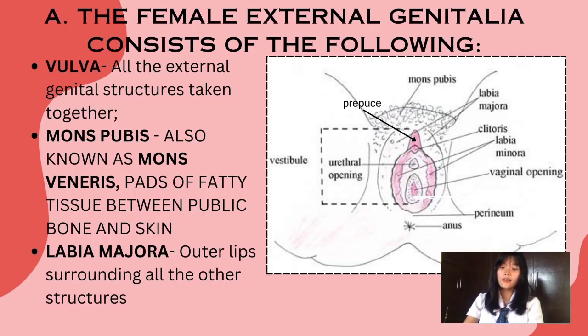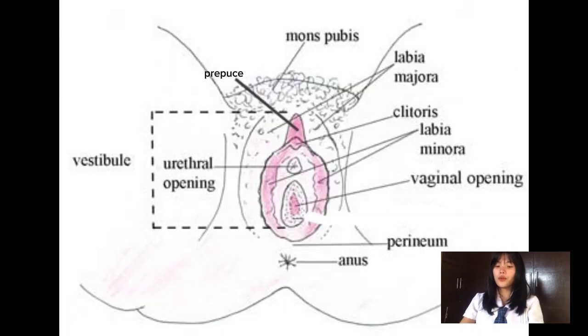Vulva is the female private parts. The vulva is the global term that describes all of the structures that make up the female external genitalia. The components of the vulva are the mons pubis, mons veneris, labia majora, labia minora, vestibule, urethral opening, vaginal opening, clitoris, prepuce, and perineum.